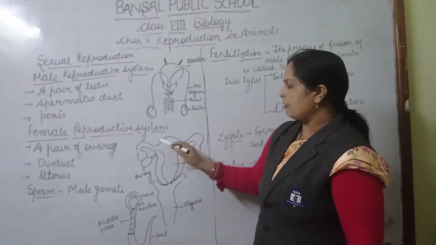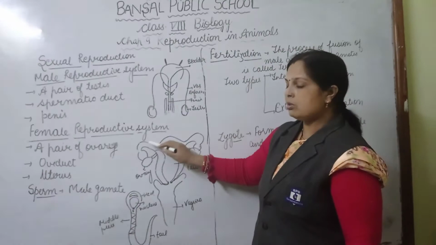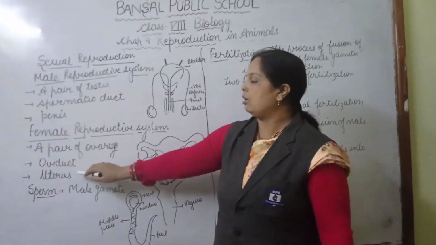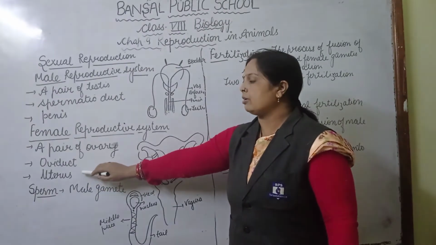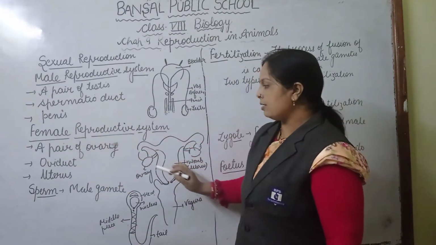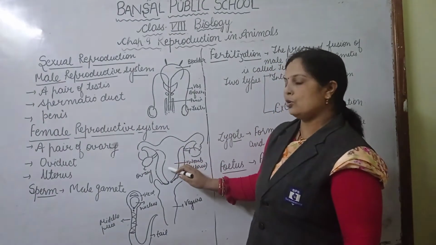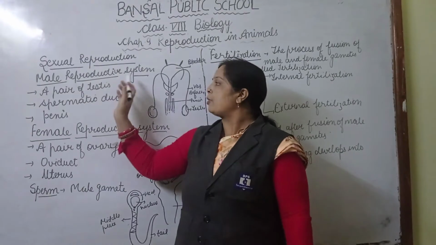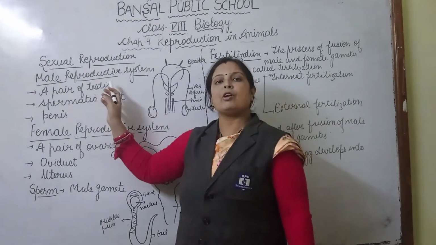After fertilization, the zygote is formed, the zygote is converted into an embryo, and the embryo is embedded in the uterus. Clear? Further development takes place there. The conversion of embryo into fetus also takes place in the uterus. Clear? So, in other words, the male reproductive system consists of one pair of testes.